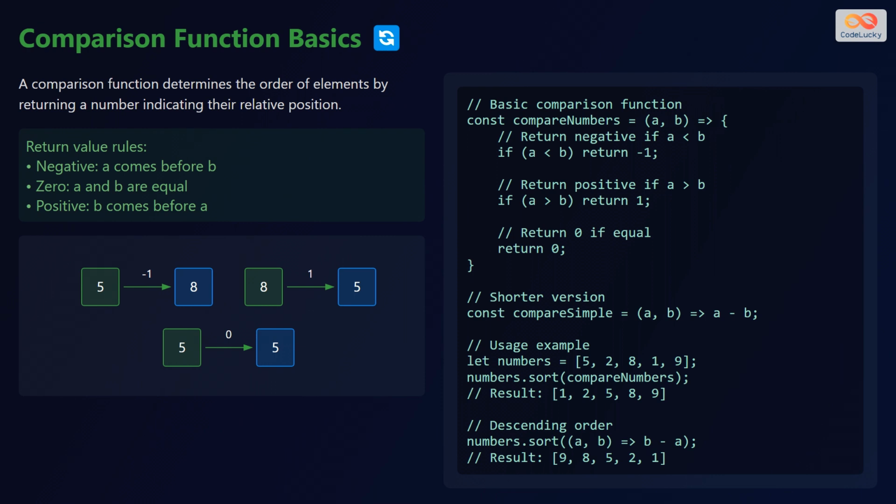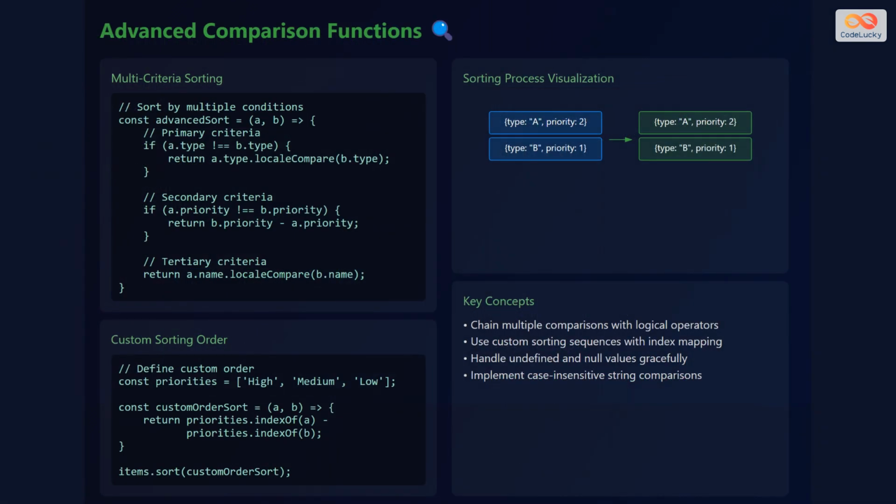To sort in descending order, we can write a comparison function with parameters A, B and return B minus A. This returns 9, 8, 5, 2, and 1. Here are a few advanced examples. The first example is of multi-criteria sorting. We are sorting objects based on type, priority, and name.